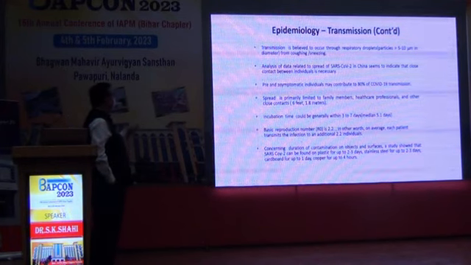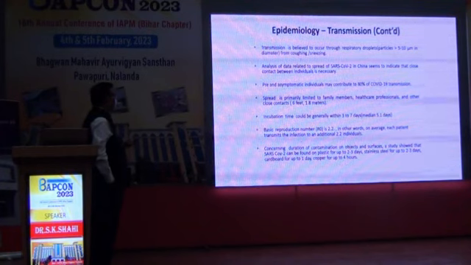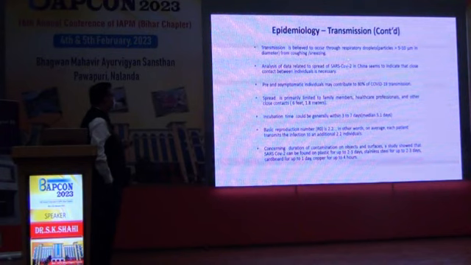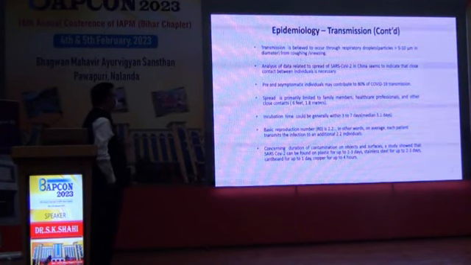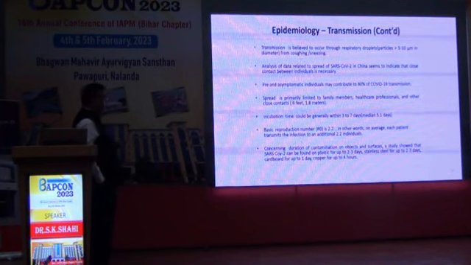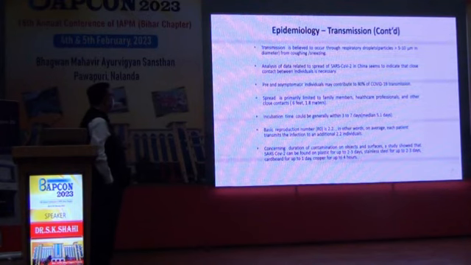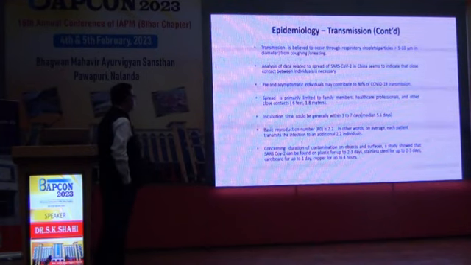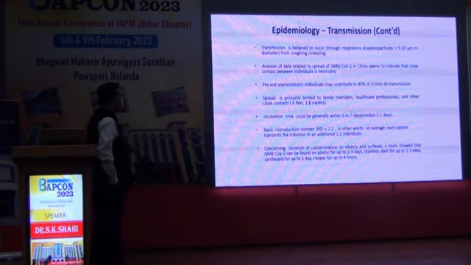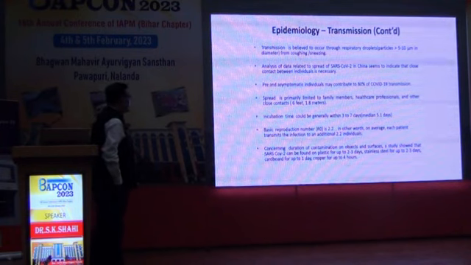Again, in the epidemiology itself, the transmission is believed to occur through respiratory droplets. Analysis of the data related to this in China seems to indicate that close contact between individuals is necessary. It is correct in the Indian scenario also. Pre-symptomatic and asymptomatic individuals may contribute 80% of the COVID-19 transmission. Spread is primarily limited to family members, healthcare professionals, and other close contacts. Usually it is 6 feet, we all know, or 1.8 meters.